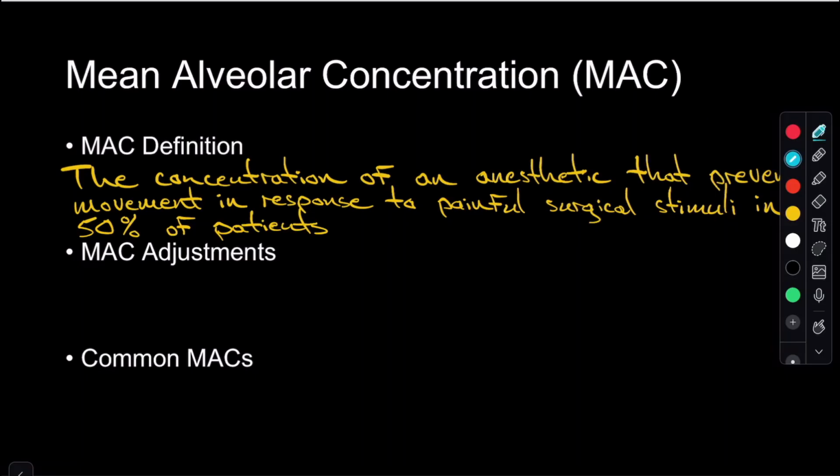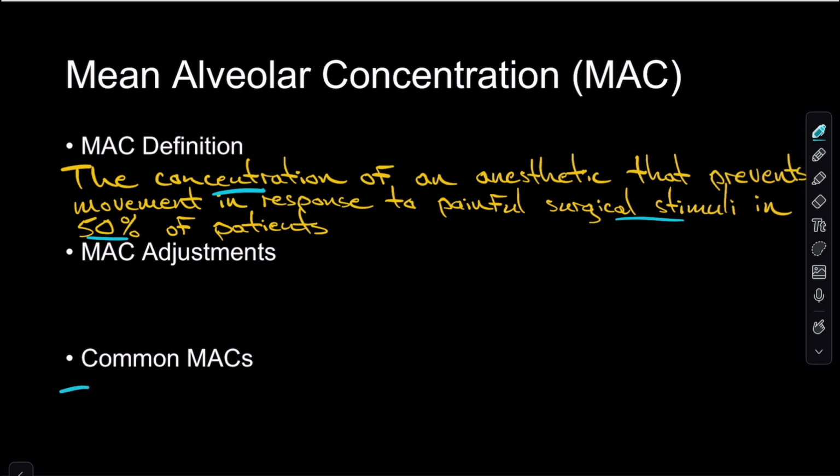So the mean alveolar concentration, otherwise known as MAC, is the concentration of an anesthetic that prevents movement in response to painful surgical stimuli in 50% of patients. The reason this is useful is it standardizes the effect that you're going to get using different volatile anesthetics. So there are some common MAC values, and I think explaining these might help depict the concept of MAC.